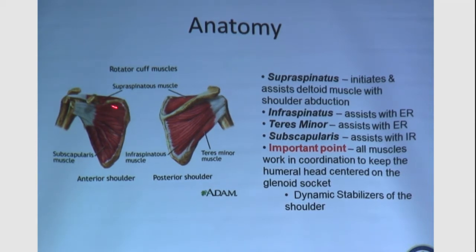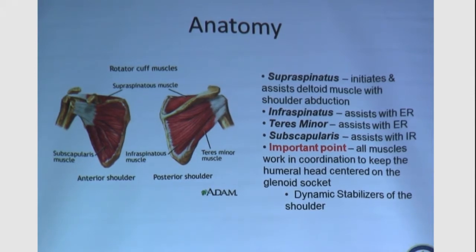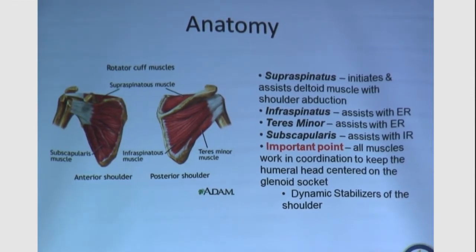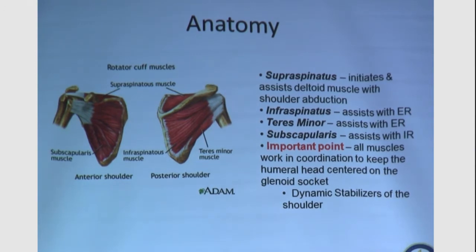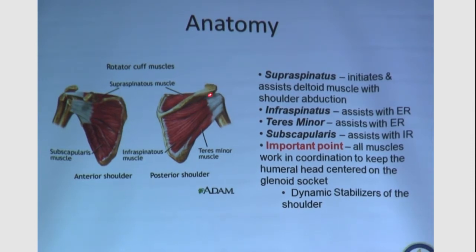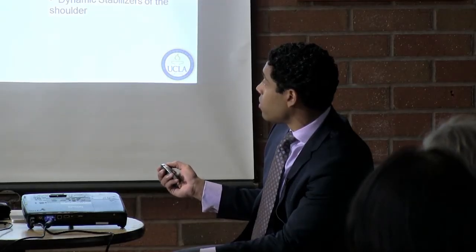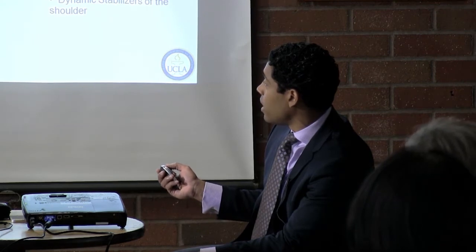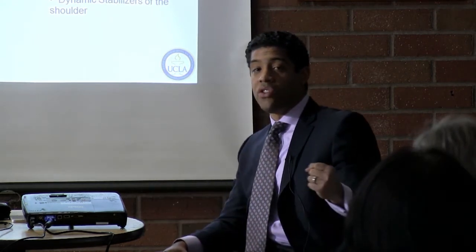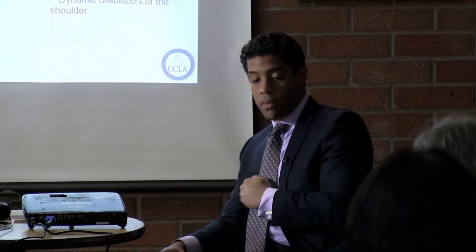In terms of the anatomy of the rotator cuff, there are 4 rotator cuff muscles. The first one is the supraspinatus, which lives up here on the top of the shoulder. It initiates and assists the deltoid muscle with shoulder abduction, so that would be this movement right here. The infraspinatus muscle and the teres minor muscle live here in the back, lying on top of the shoulder blade, and they assist with external rotation, so rotation of the shoulder like this. And then the subscapularis muscle lives here in the front, once again connected to the shoulder blade, but travels towards the front of the shoulder and assists different muscles with internal rotation, so this movement right here, okay?